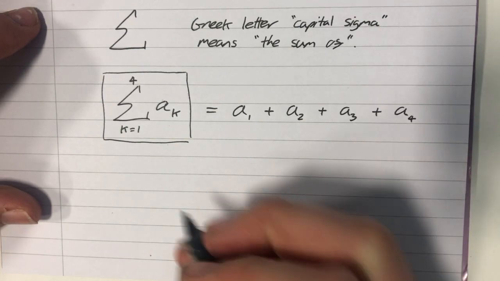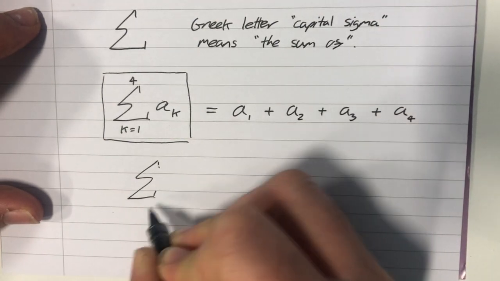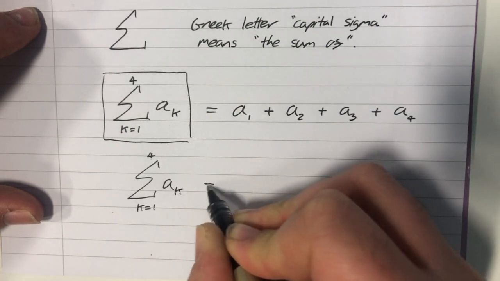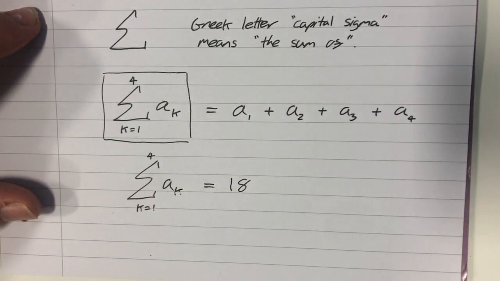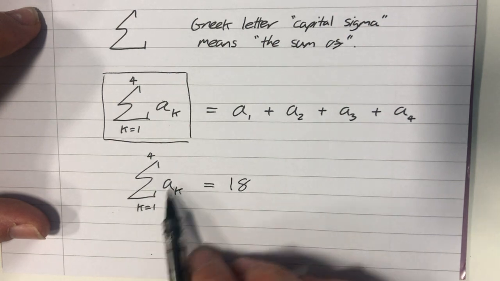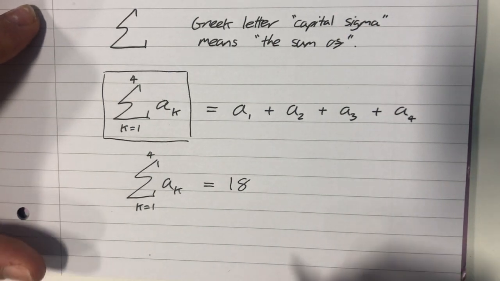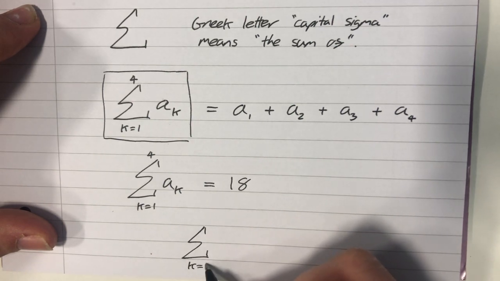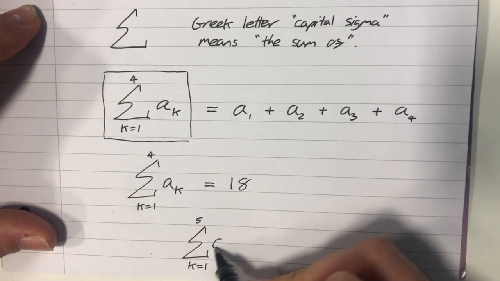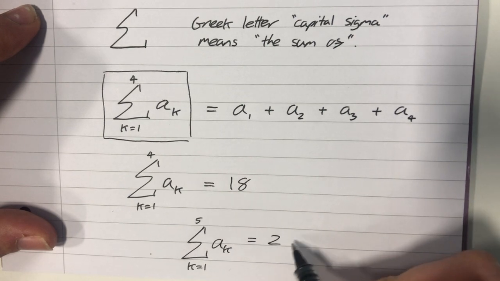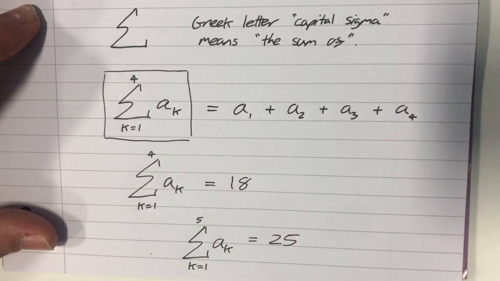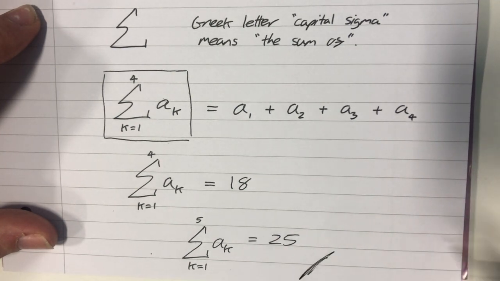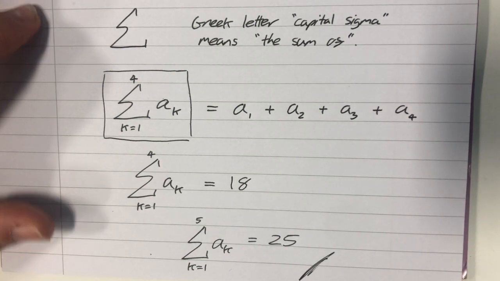So we will be able to say that the sum from k equals 1 to 4 of a_k is equal to 18. And you need to be familiar with this notation because it can come up in examinations. The next one was the sum from k equals 1 to 5 of a_k, and that came out to be 25. And that is the definition of a series and sigma notation.